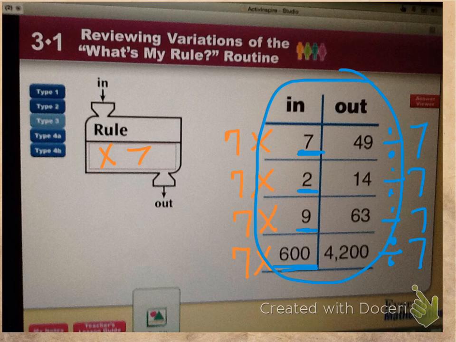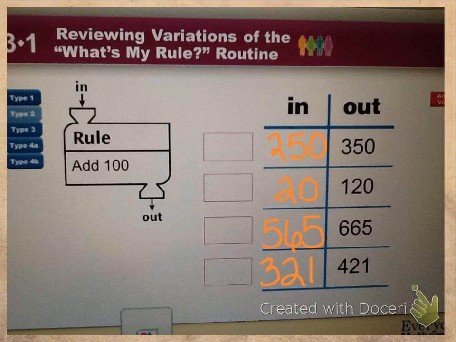Okay, so if we're looking at what we put in, we kind of plug in this 7 up here, and if we take 7 times 7, we're going to get 49 out. If we put 2 in and times 7, we're going to get 14 out. Okay. We're going to go back.